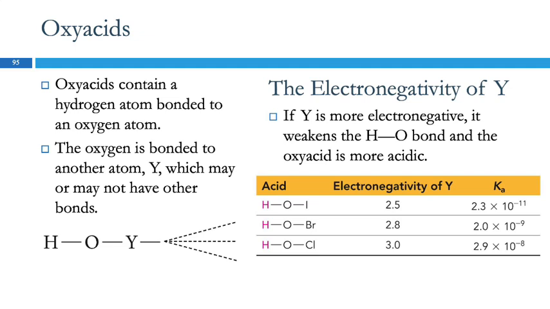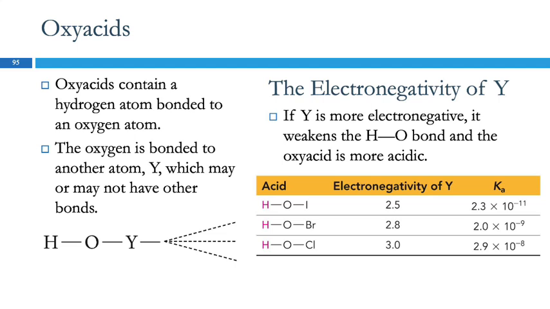Does that make sense? Yeah, so I'm looking at which one is more acidic. The one that's more electronegative is more acidic, a stronger acid, which means that the Ka is larger. Anybody else have questions about that?